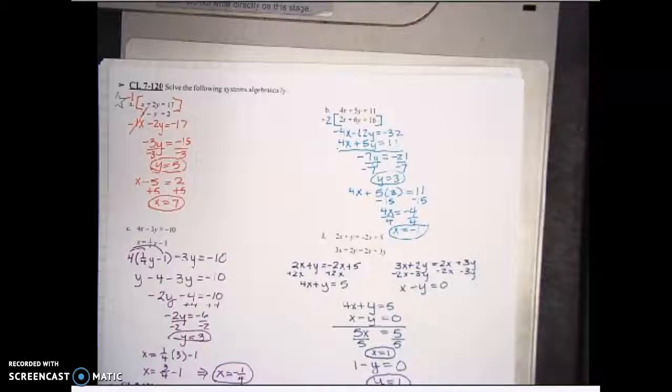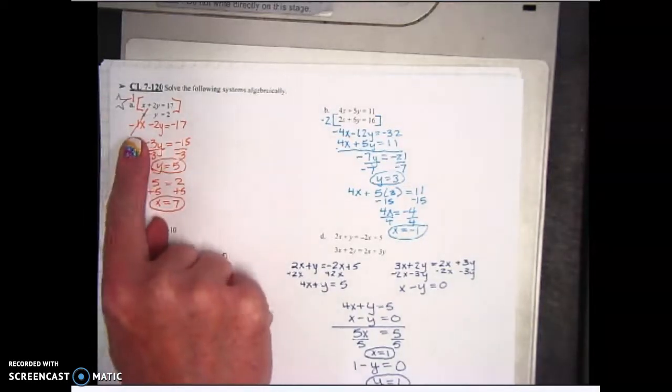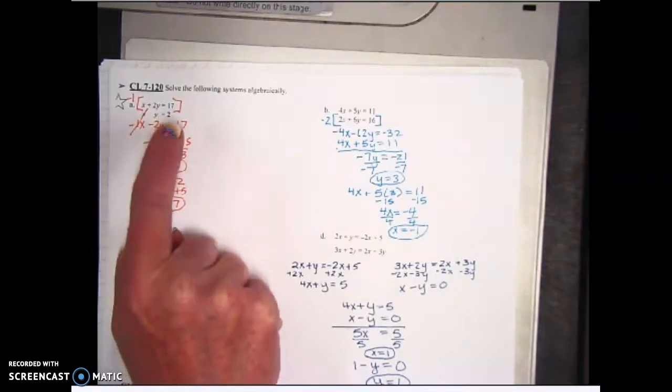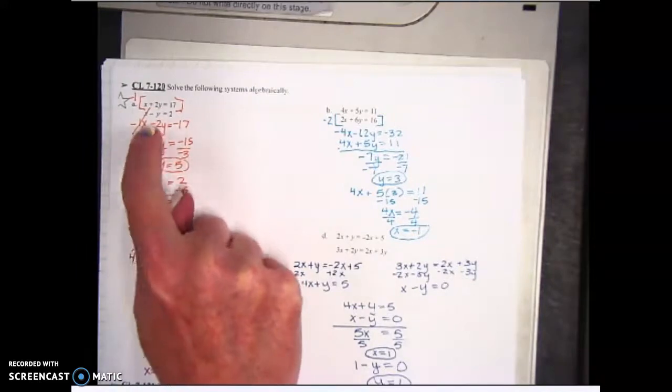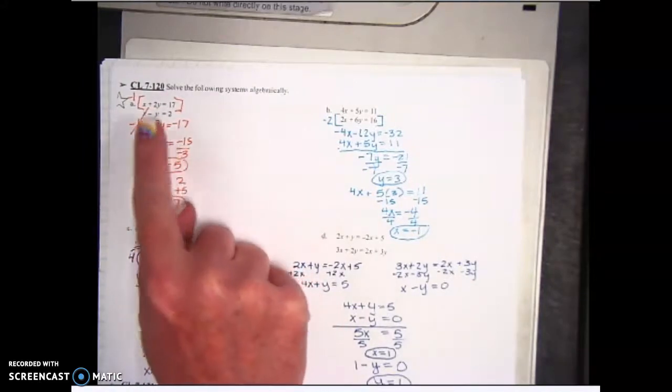The Chapter 7 closure, question 120 says solve the following systems algebraically. So I used elimination for part A, and I multiplied the first equation by -1. That switches signs on everything. So it becomes -x minus 2y equals -17. The x's are opposites, and they eliminate.